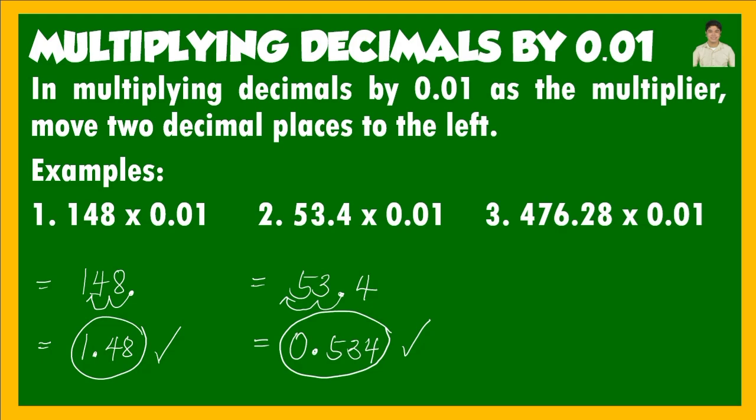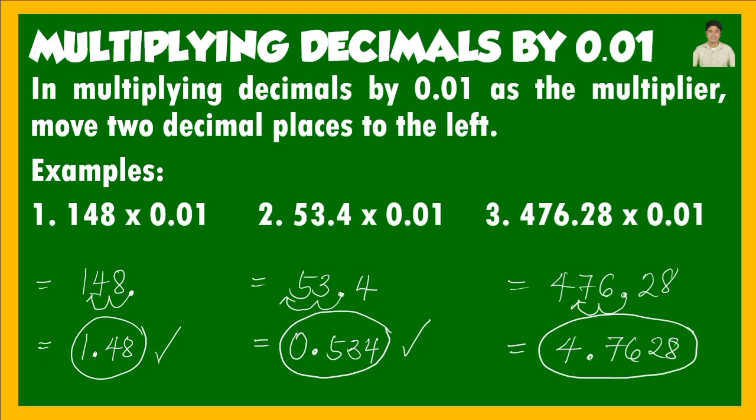So, 476.28, sulat natin. And then, we move 2 decimal places to the left. So, starting with the decimal point, syempre. So, 1, 2. So, our final answer is 4.7628 or 4 and 7,628 10,000ths.